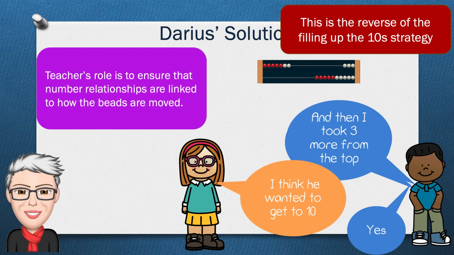One function the teacher serves is to ensure that the discussion includes talking about these number relationships and how they relate to the way Darius moved the beads. That is an essential part of the discussion. As children talk about both beads and quantity represented by the beads, they begin to develop the basis for eventually being able to reason by using strategies based on number relationships involving 10. Let's consider another solution.